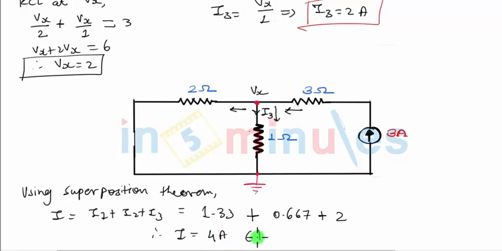I just mentioned the direction that I've assumed. The direction is downward. Please remember that you have to stick to the direction that you assume for I1, I2 and I3 also. You can't change the directions for I1, I2, I3 because ultimately you have to add the currents only when they are flowing in the same direction. So we get the total current equal to 4 amperes using the superposition theorem.